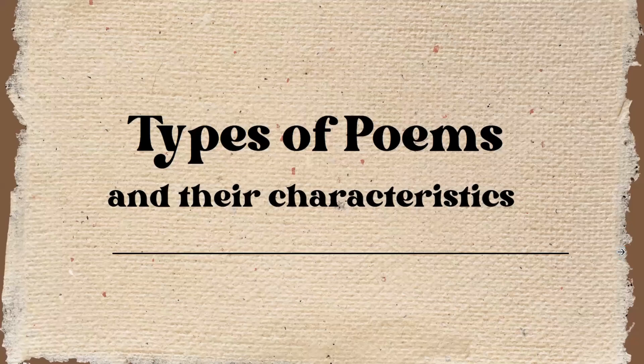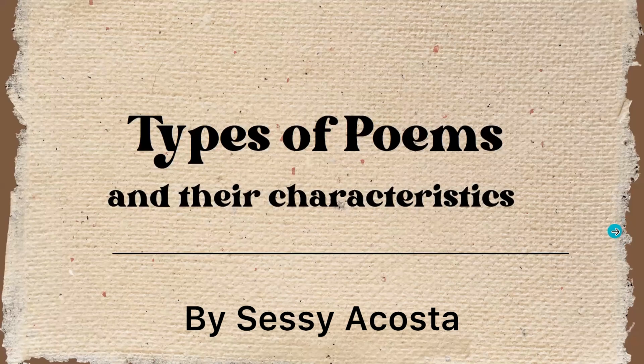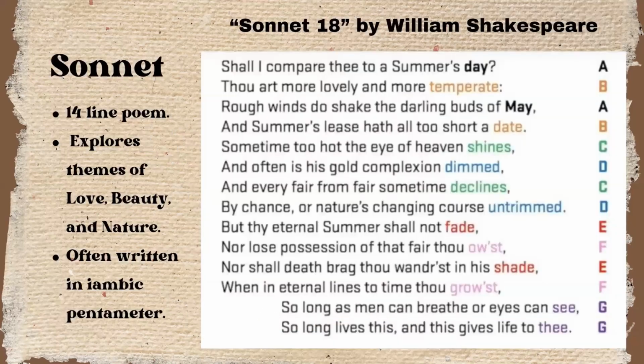Now my classmate is going to introduce you to the types of poems. Exactly. Let's get started. The first one and the most common is the sonnet. A sonnet is a 14-line poem that traditionally explores themes of love, beauty, and nature. It follows a specific structure, often written in iambic pentameter, 10 syllables per line, with a particular stress pattern.